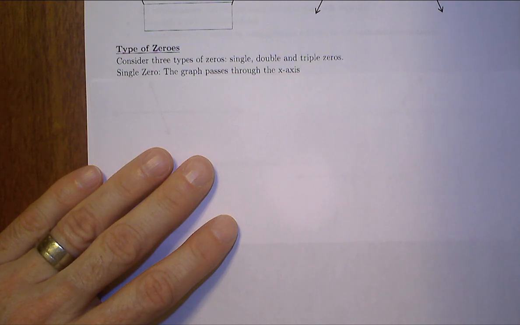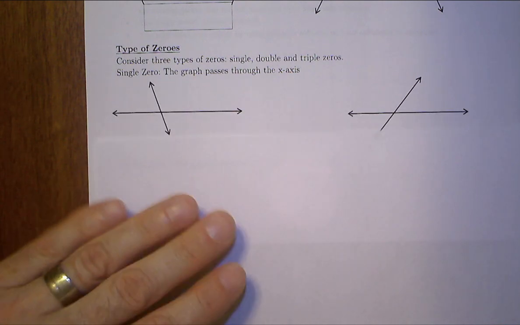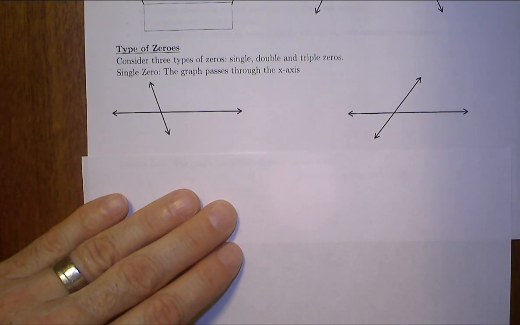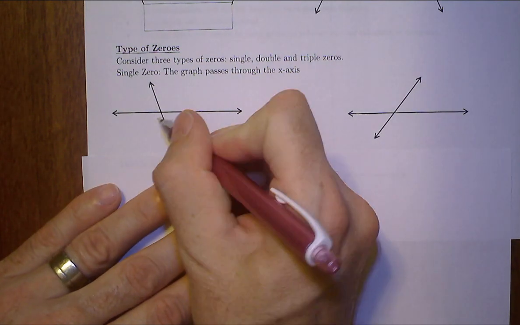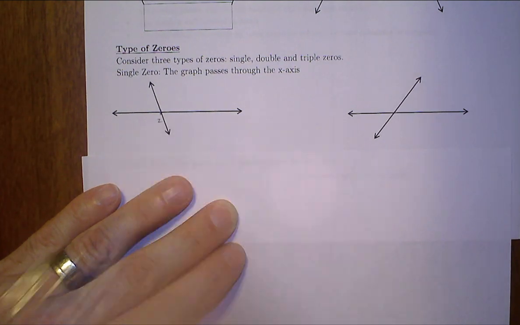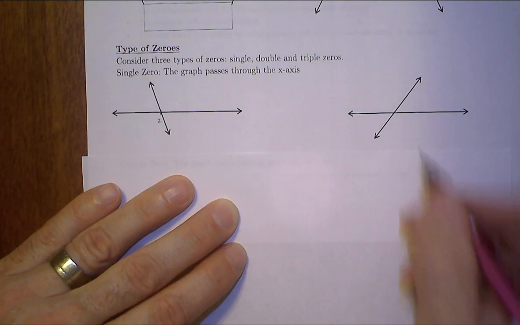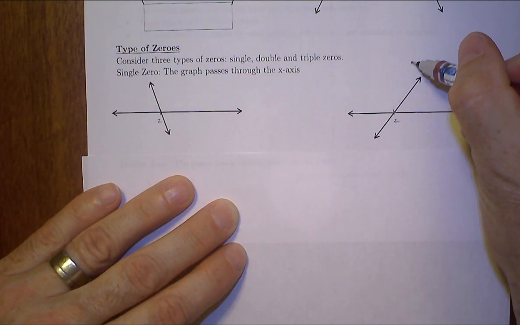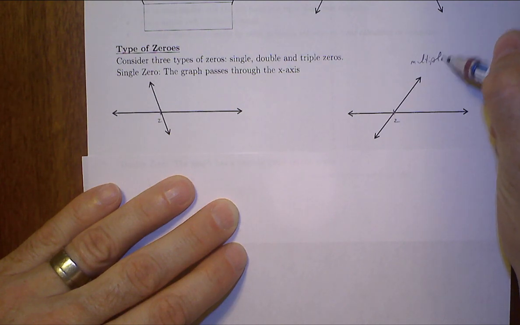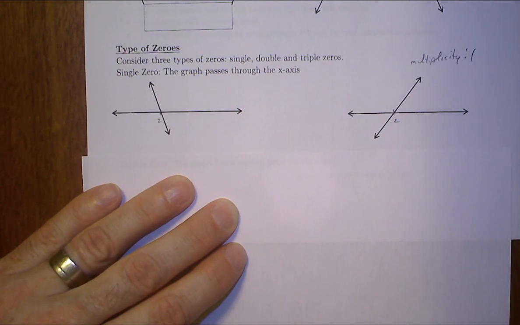We're going to consider a single zero. What do single zeros look like, or an x-intercept? Normally, the graph just simply goes right through the x-intercept. Zoom right through. Right through. The important part is we have to know where that zero is located, or where that x-intercept is located. So this, a single zero, we say it has a multiplicity of 1. Hoping this makes sense.